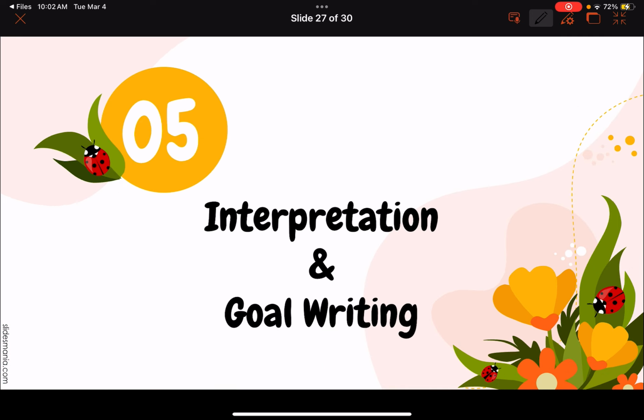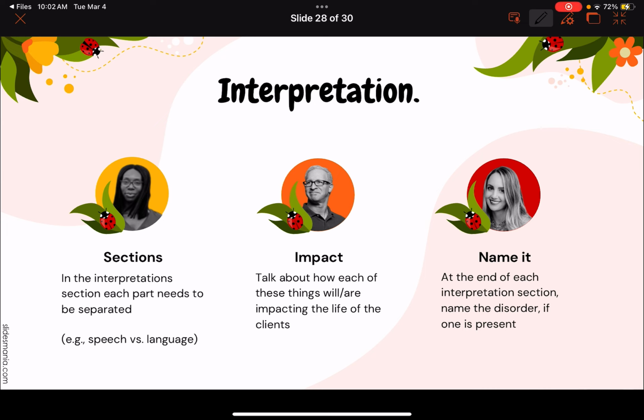Then we get into the interpretation and goal writing. So remember that each section has its own interpretation. We do not mix speech and language. We do not mix receptive and expressive language. You want to make sure that you keep those things separately.